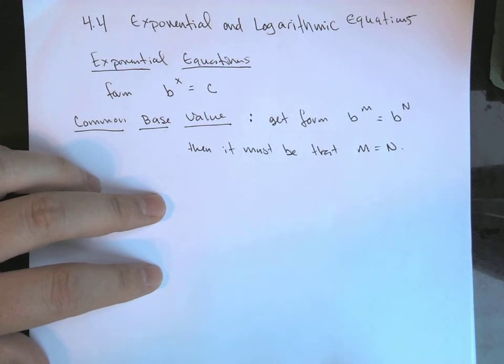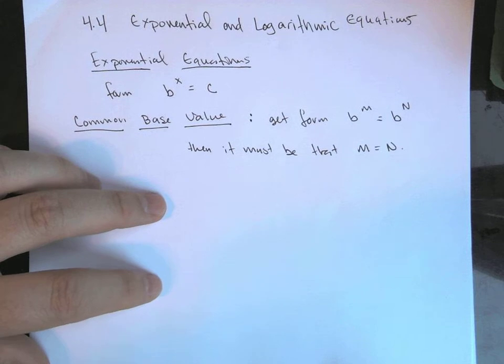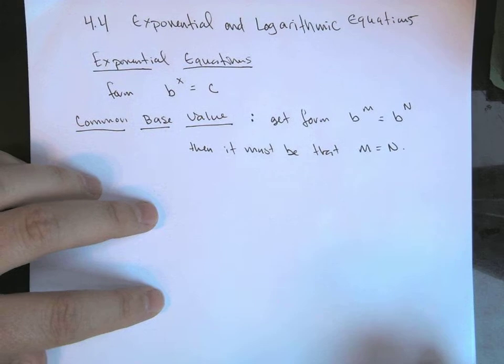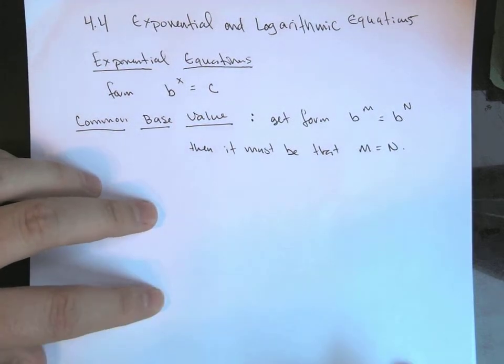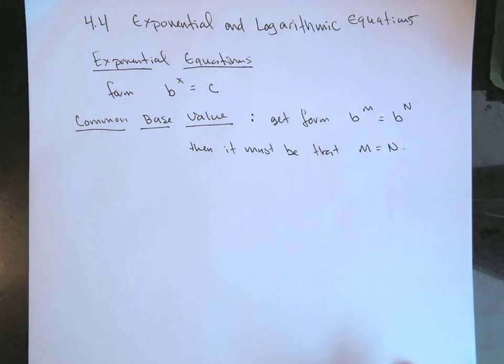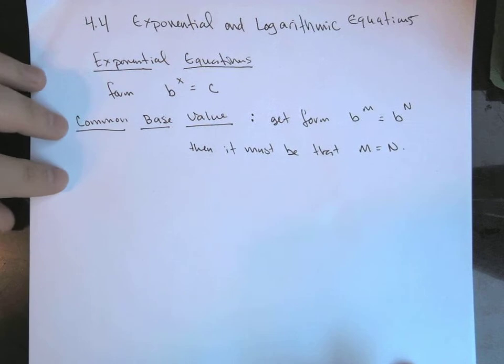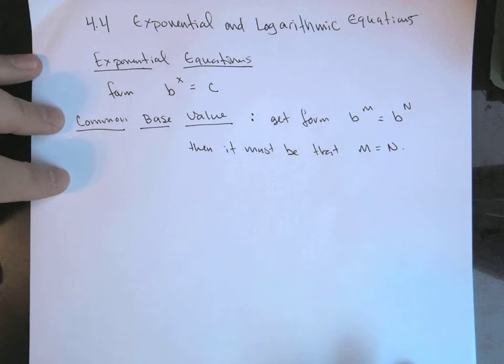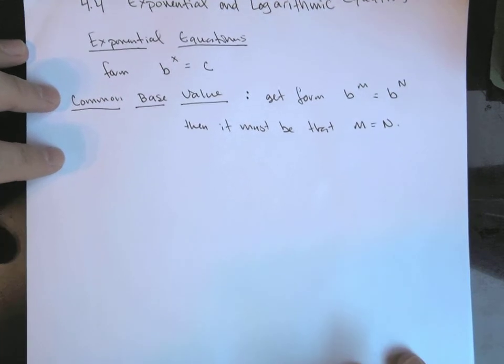You can also think of it from a reasoning perspective, where exponential graphs don't double back on themselves in terms of the y values and give you repeated values. So if you have 2 to the something equals 2 to the something else, there's only one particular exponent that will give you a particular value. So it must be the case that the powers themselves are equal to each other, which simplifies our lives a whole lot. Let me give you an example.